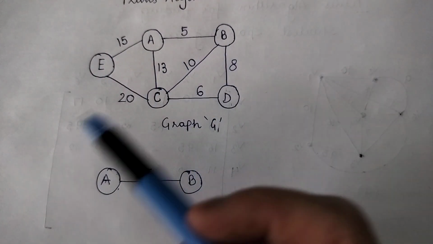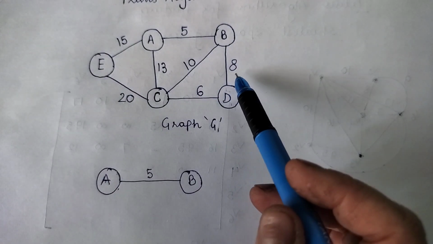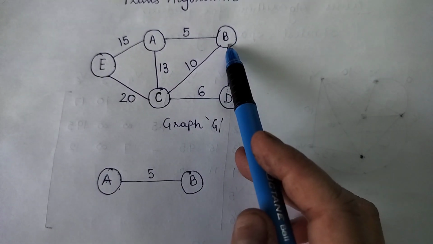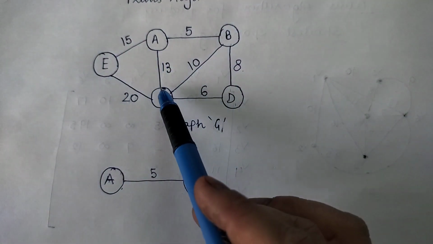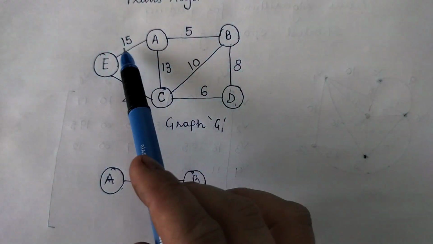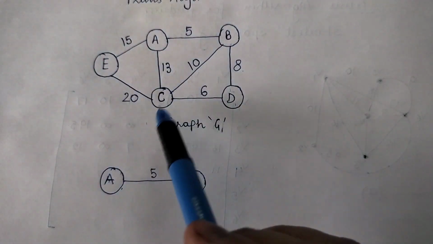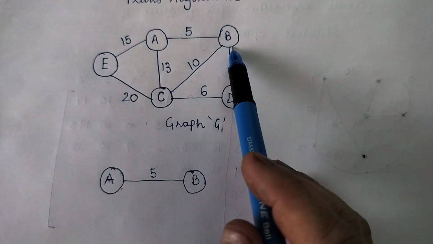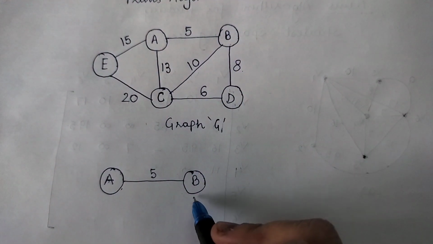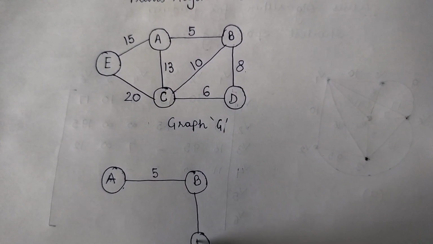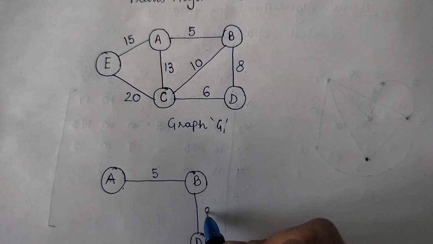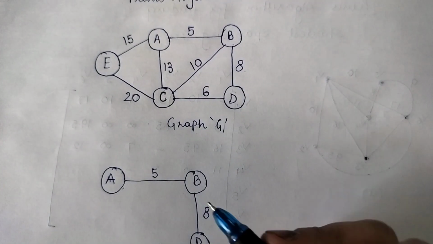So the cost of reaching from B to D is 8. The cost of reaching from B to C is 10. The cost of reaching from A to C is 13 and the cost of reaching from A to E is 15. So clearly the one with the minimum cost is from B to D. So I will choose vertex D. I will choose this path from vertex B to D, right?